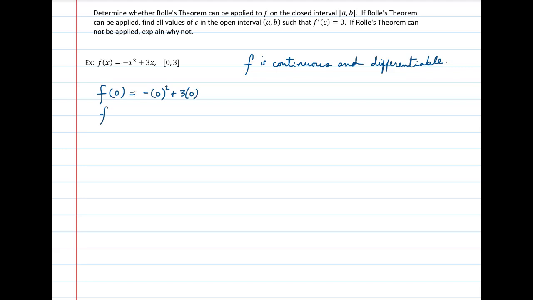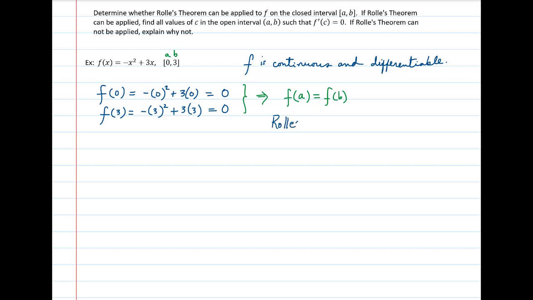The next part is to check that f of a is equal to f of b. Here, our a is the left endpoint, 0, and b is our right endpoint, which is 3. We evaluate f at 0 and f at 3 and plug that in, and we get that both are equal to 0. So therefore, f of a is equal to f of b, where a is 0 and b is 3.